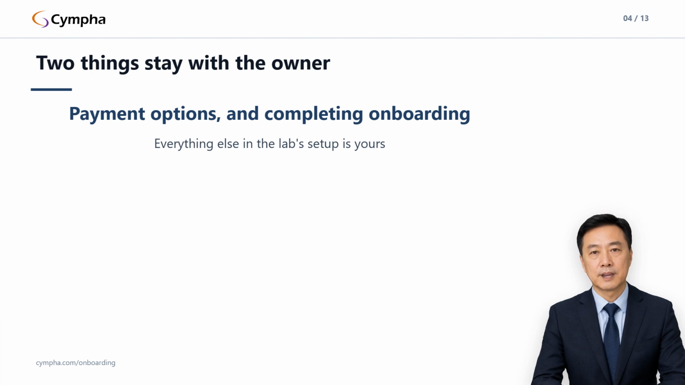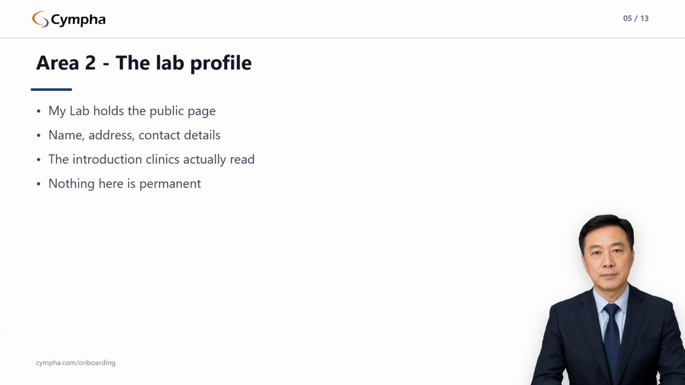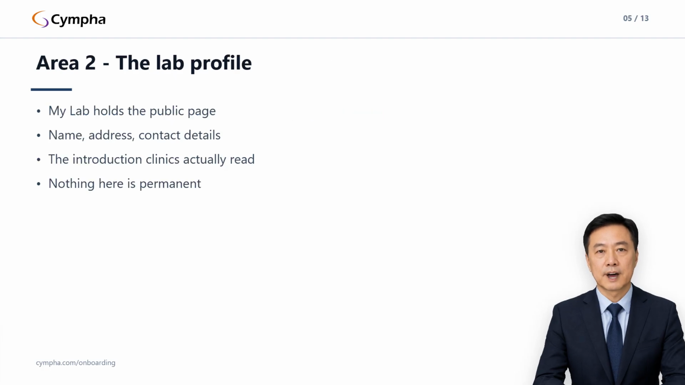My lab is the public face of the business, and it is what a clinic reads before deciding whether to send you anything at all. Keep the name, address and contact details current, which is obvious. The part that deserves real attention is the introduction, because that is the piece doing the persuading. Write what you design, the sort of customer you typically work with, and what your turnaround genuinely is. A doctor comparing 2 labs is reading for specifics, and general enthusiasm reads as no information at all. Nothing on this page is permanent, so treat it as something you revisit each quarter rather than something you fill in once and never look at again while the turnaround times on it slowly stop being true.